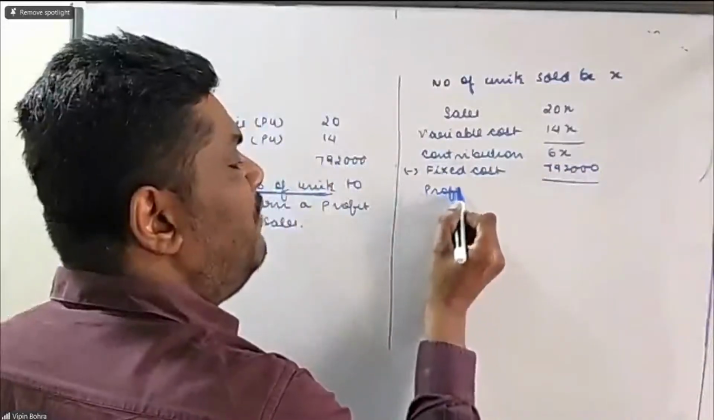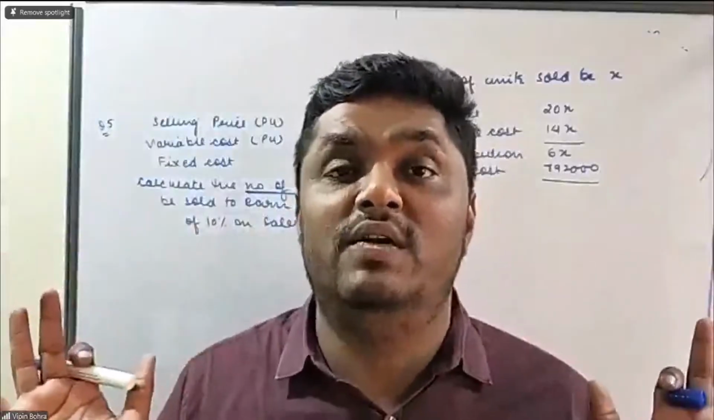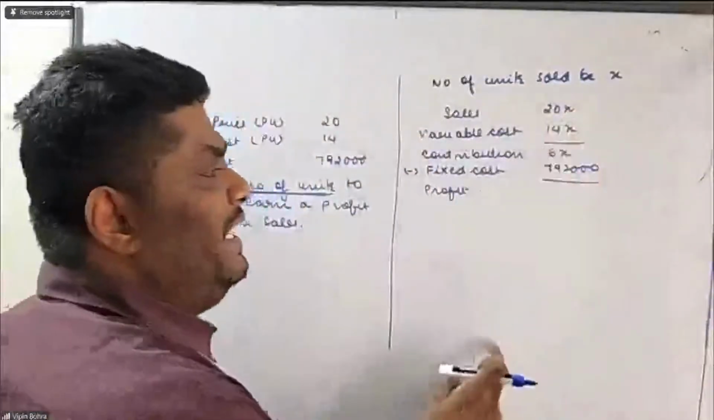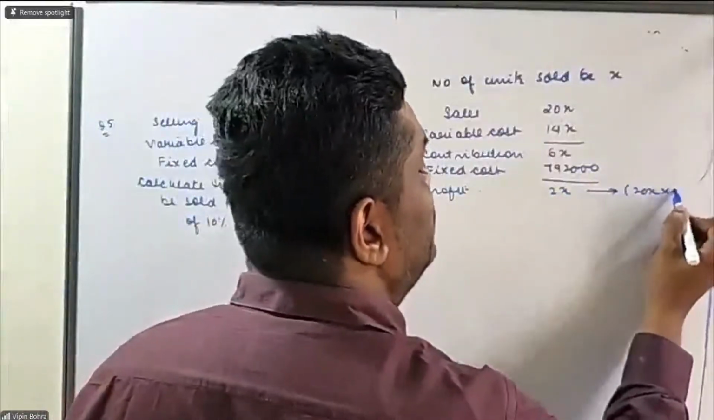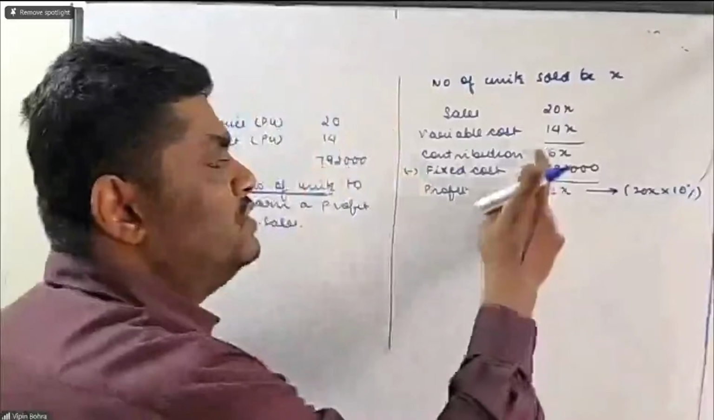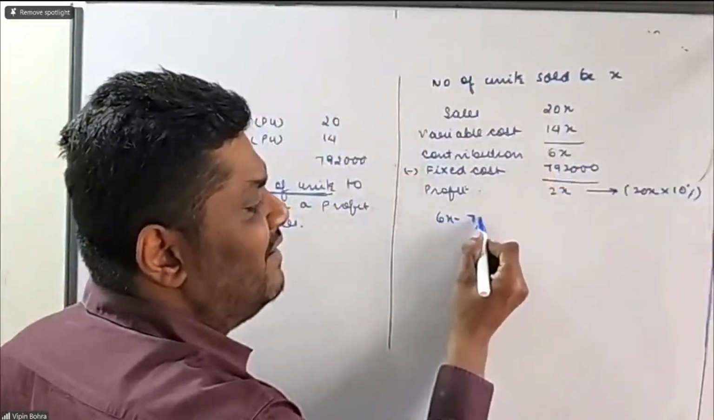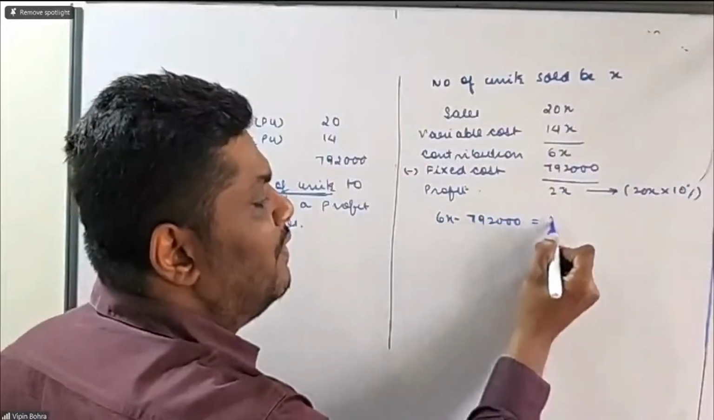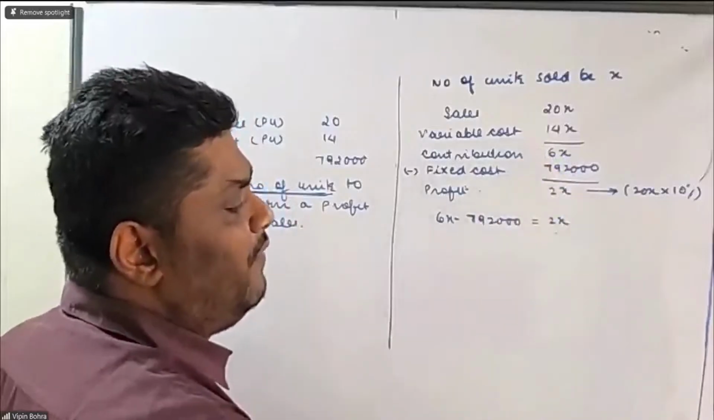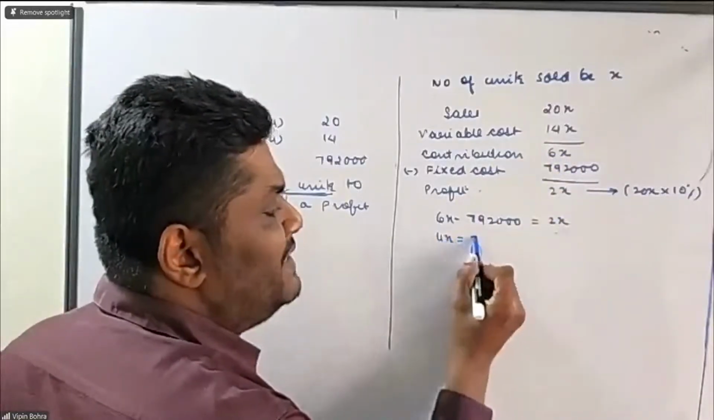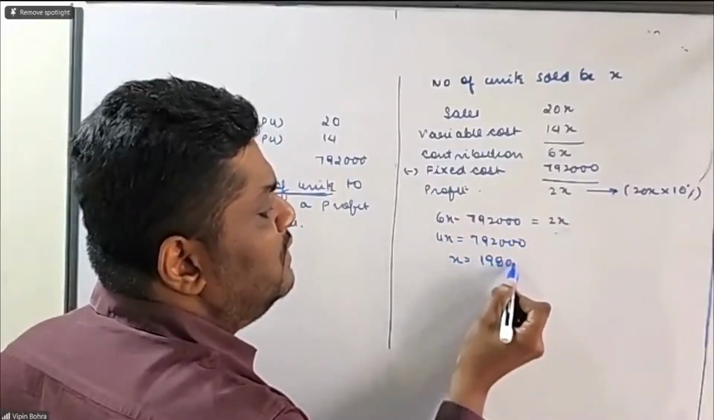Now, when talking about profit, the question itself gives the answer: the profit is 10% of sales. So my sales is 20X. So my profit will be how much? 2X. That is 20X into 10%. So we can say 6X minus 792,000 should be 2X. 6X, that is contribution minus fixed cost, should be profit. So 4X should be 7,92,000. X will be 1,98,000 units.